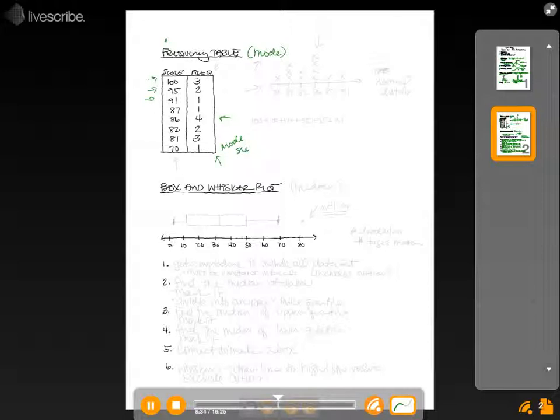Now, one thing to be careful of is that if you're finding the mean or the median off of a frequency table, you need to make sure you include those numbers, how often the frequency tells you. So if we were going to find the mean, the average, it'd be 100 plus 100 plus 100 plus 95 plus 95 plus 91. You have to make sure that you're including it that number of times.